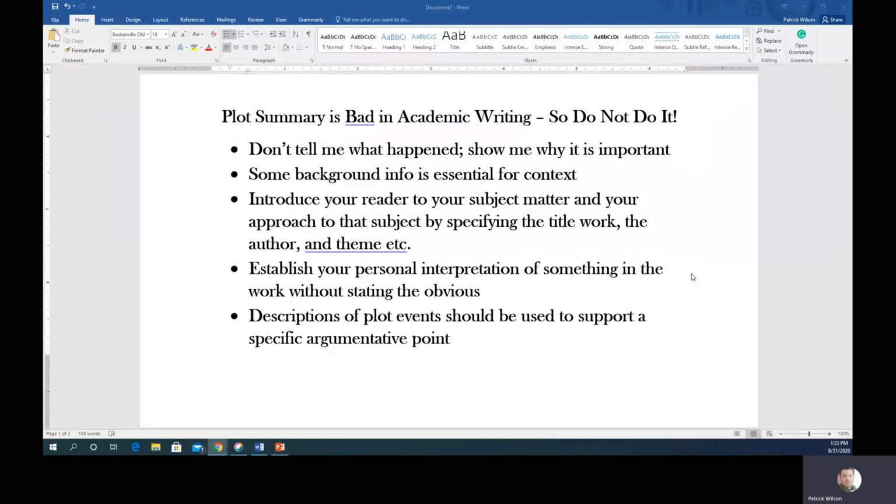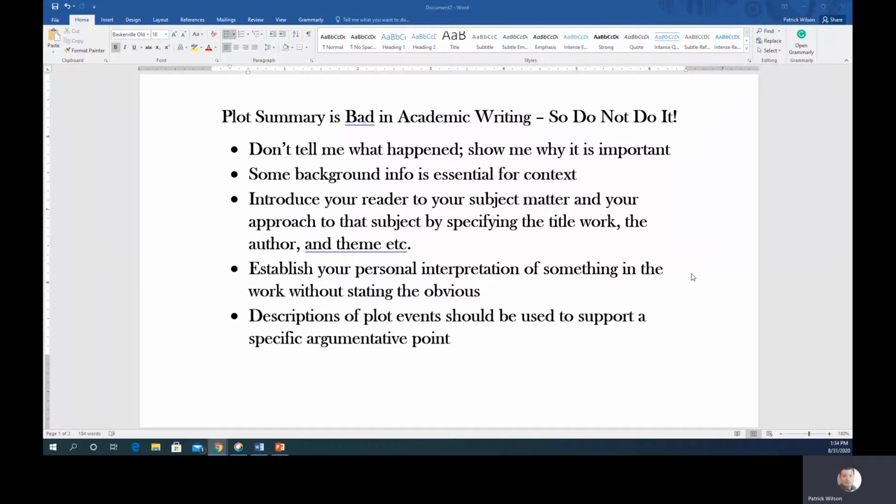I could care less really about the plot because I can go to Wikipedia, I can go to Cliff Notes, I can go to Spark Notes, I can go to any of those literary sites that already have the summary ready for me. I can just read that and still read your paper. So you want to avoid a lot of the plot summary because it's not needed.